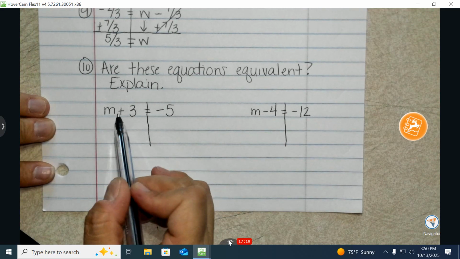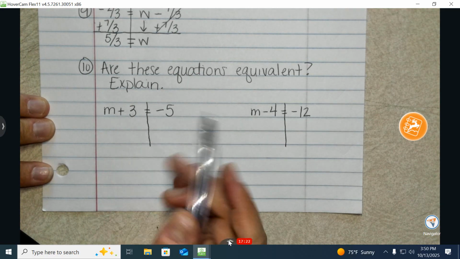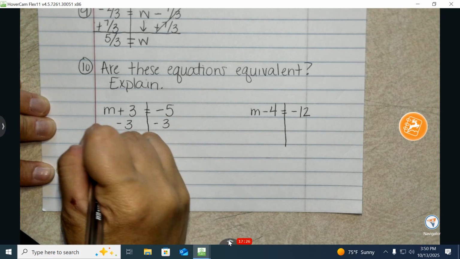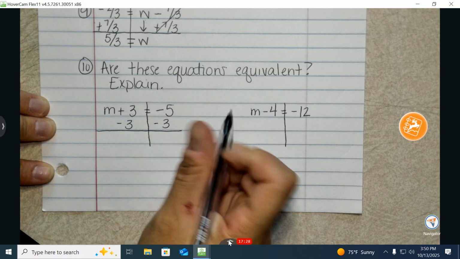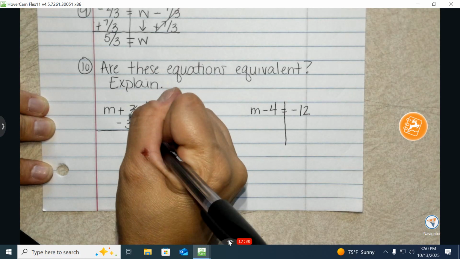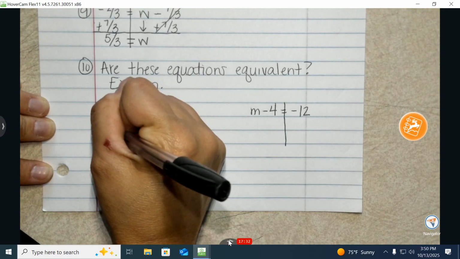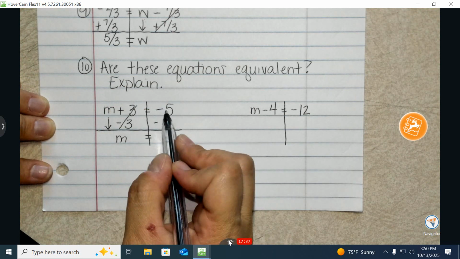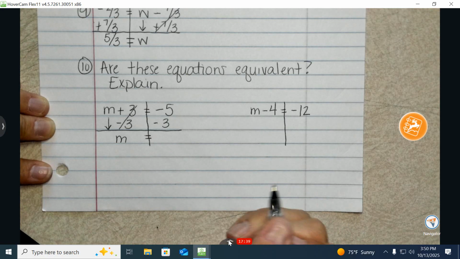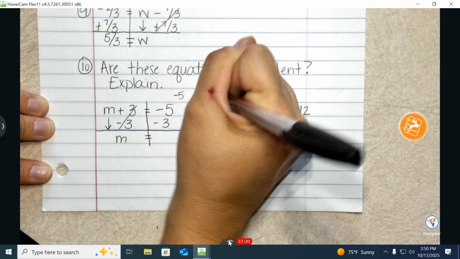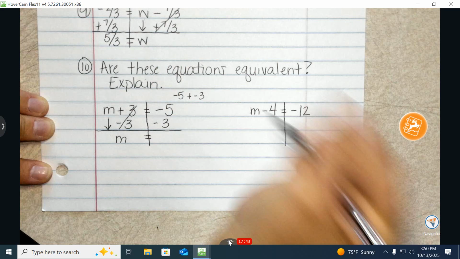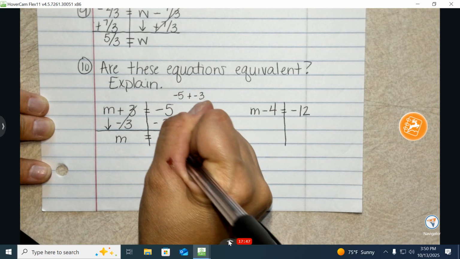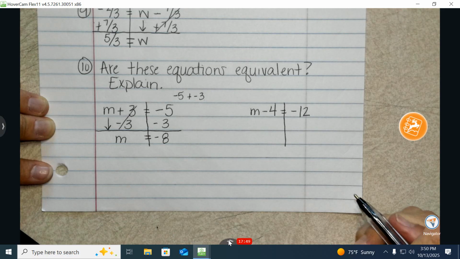Okay, so instead of adding 3, the inverse is subtracting 3, and you subtract 3 on both sides. Positive 3 minus 3 is 0. Bring down your m. So m equals negative 5 minus 3. That's negative 5 plus negative 3 if you do keep, change. Add and keep the sign, so it's negative 8.